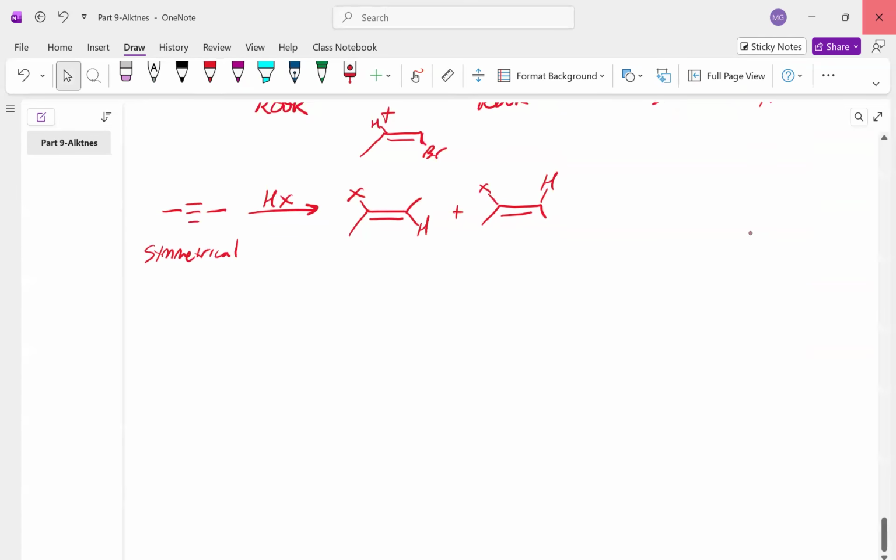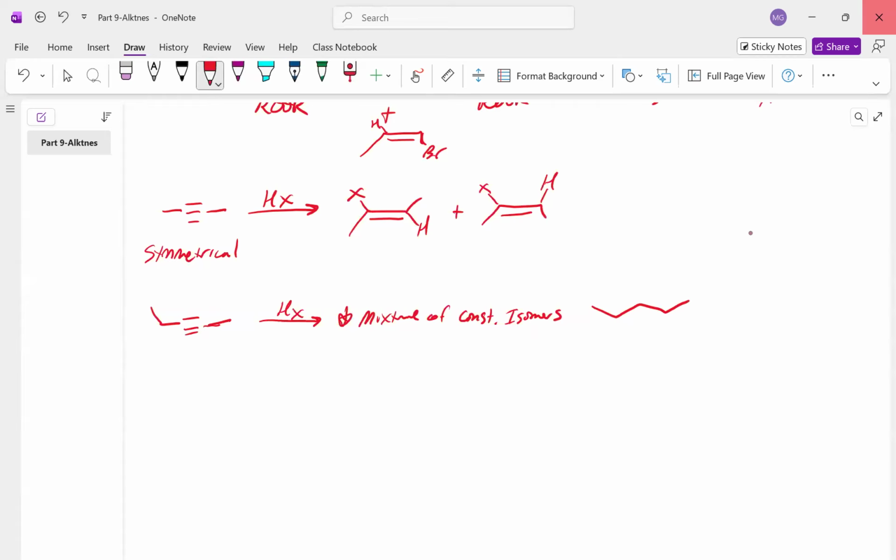Where it does matter is if it's not a symmetrical alkyne. What I mean by symmetry is it's the same group on both sides. So here, this alkyne has a methyl on one side and ethyl on the other. In this case, we're going to end up with a mixture of constitutional isomers. It's not necessarily 50-50, don't think of it like that. We don't really know what the mixture is going to be until we do the reaction in lab. But the important thing to note is that in some of the product, the X will go here, and in some of the product, it will go here on that second carbon.